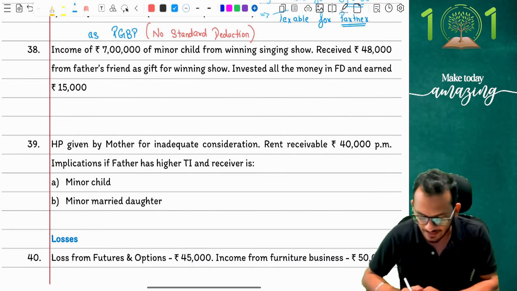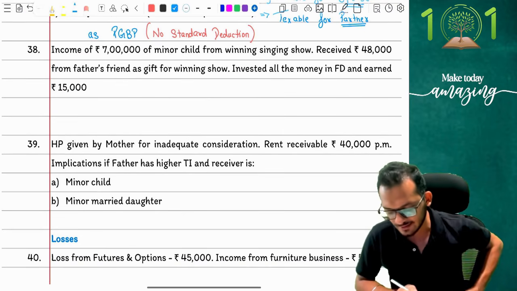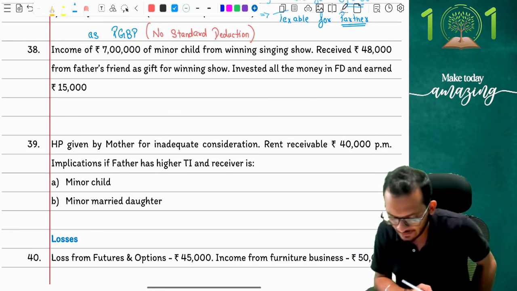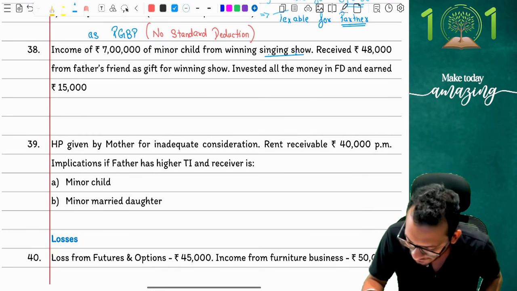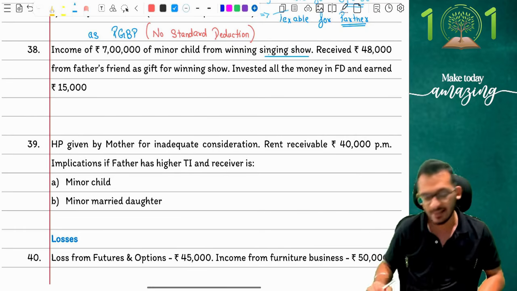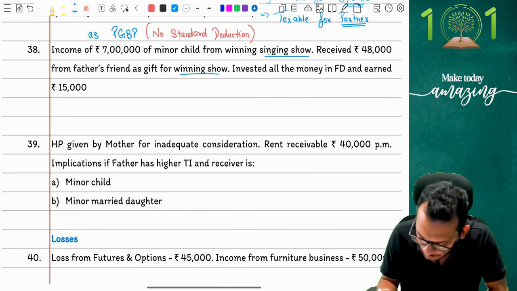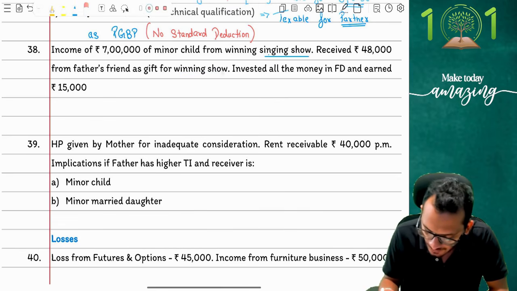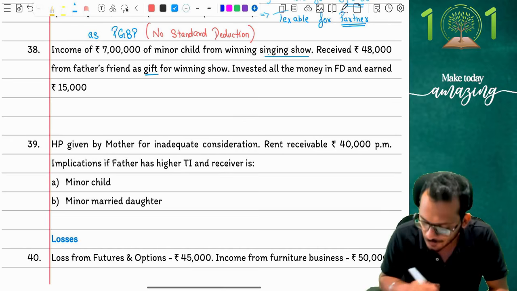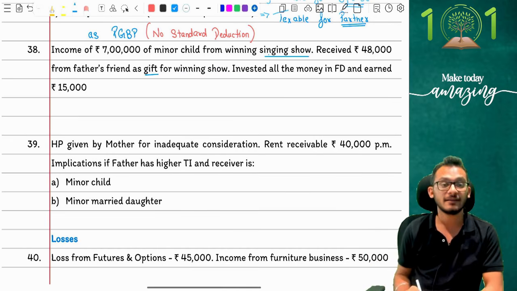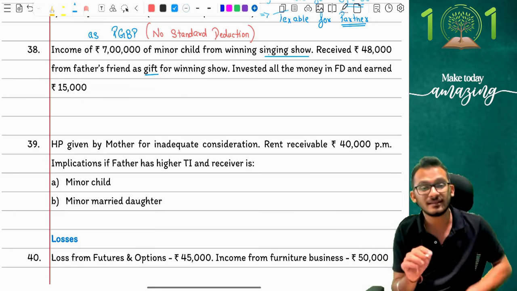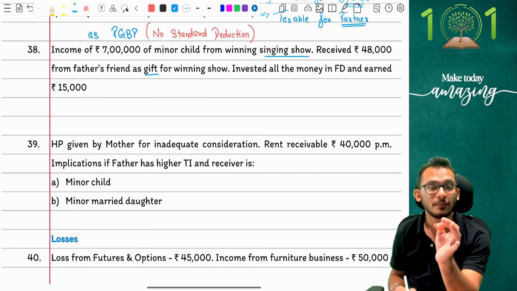Question number 38 says, income of 7 lakh rupees of a minor child, which has come from winning a singing show, which means the minor child has received money for winning a singing show. Received 48,000 from father's friend as a gift for winning the show. Matlab, father's friend has given a gift because you have won the show. Invested all the money in FD and earned 15,000 rupees. This is the question, and here is where you're going to make mistakes.